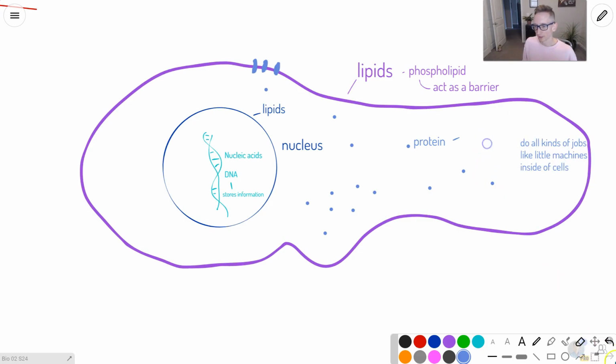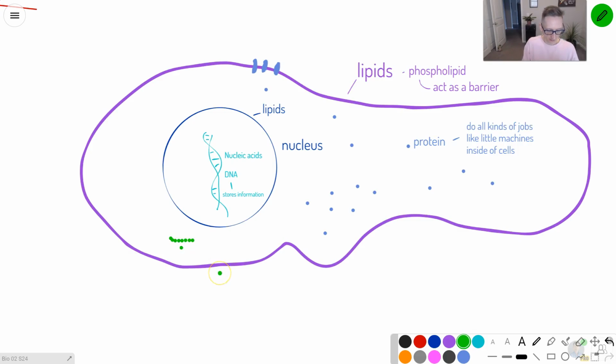Get rid of that guy. All right, and what do we have left? We have carbohydrates. Well, carbohydrates, I'm sure you remember. We could store them as, for example, glycogen. Carbohydrates can be an energy source. They could also be structural. This is not a plant, but they could make up structural things in the cell wall.